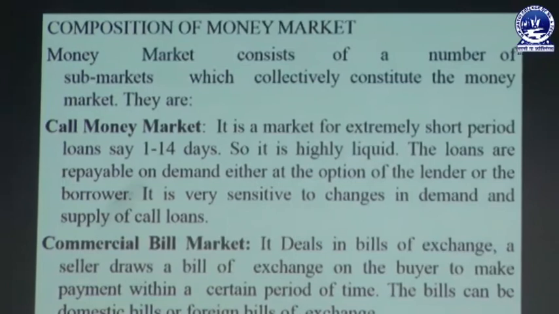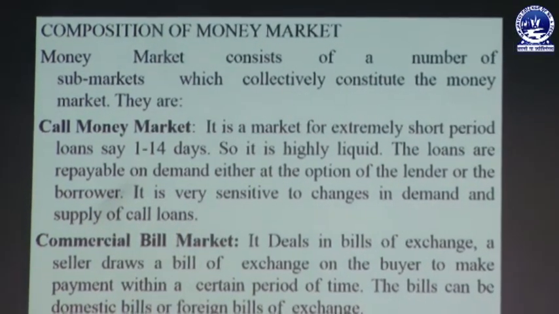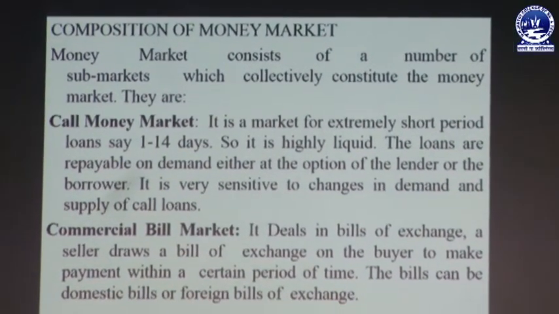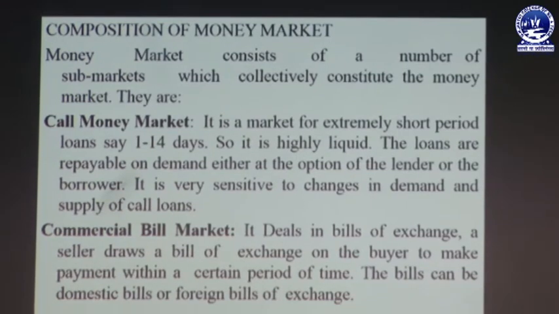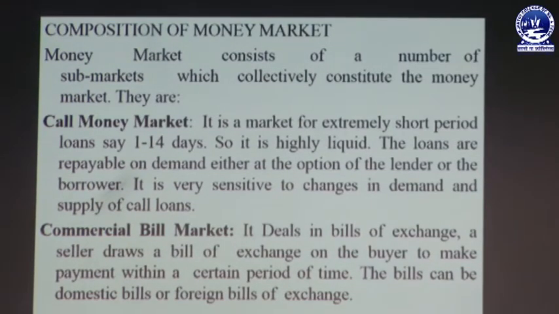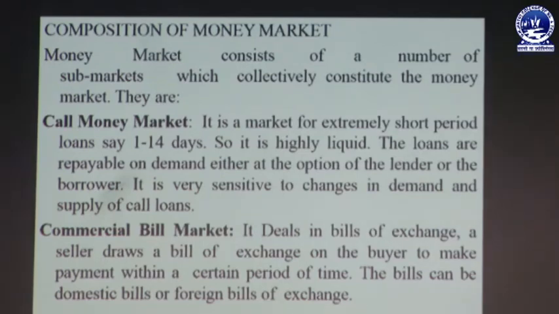So next, what is the composition of money market? Money market consists of a number of sub-markets which collectively constitute the money market. So under that, the first one is call money market. It is a market for extremely short period loans, generally 1 to 14 days. So as money market is for a short period, generally within 1 year, in call money market the time period is between 1 to 14 days. That's why it is highly liquid.